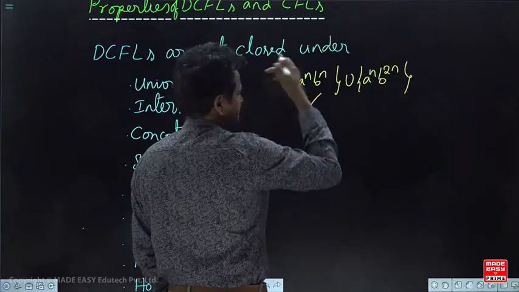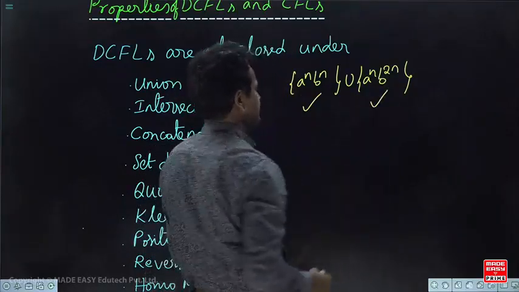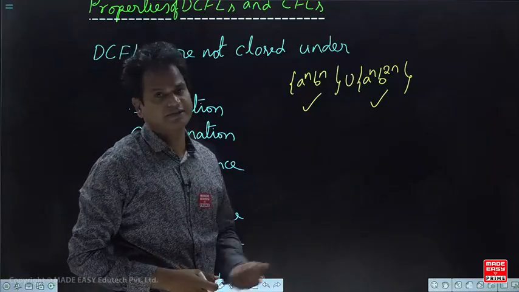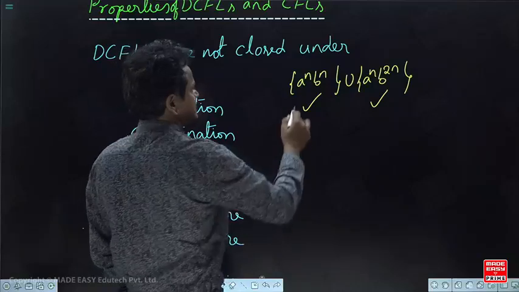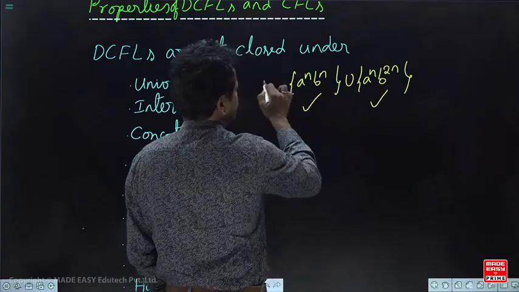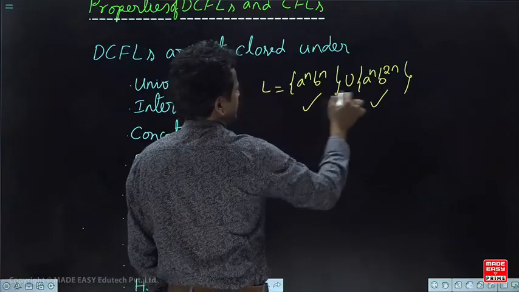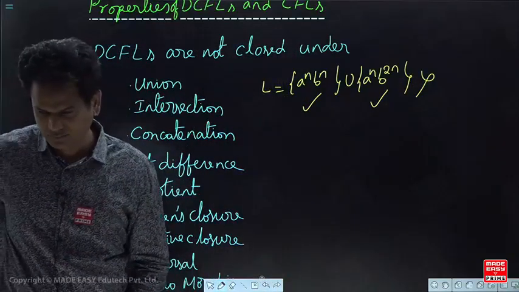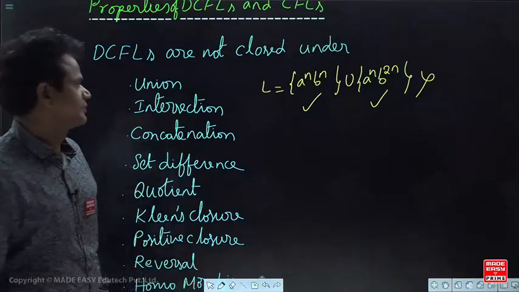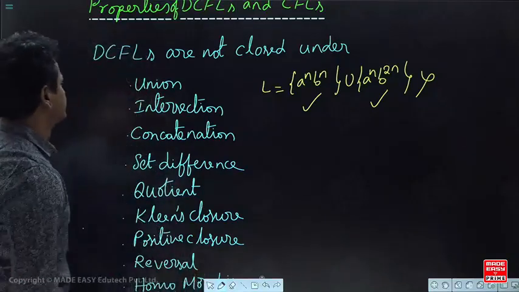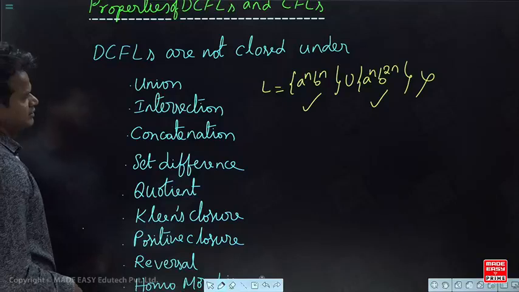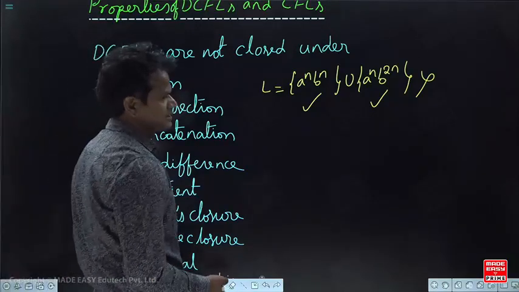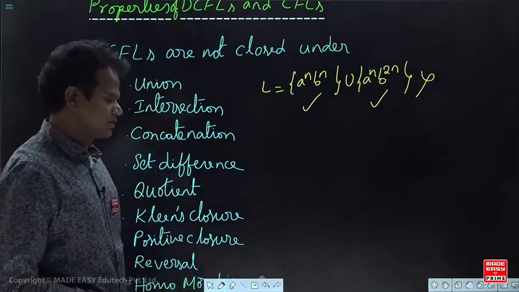Individually this is DCFL, this is also DCFL individually. But if I take the union, as we have already seen, L1 is DCFL, L2 is DCFL, then the union is not DCFL. You understand? Okay. Now this is the reason. So DCFLs are not closed under union, which means if L1 and L2 are DCFL, their union may or may not be.